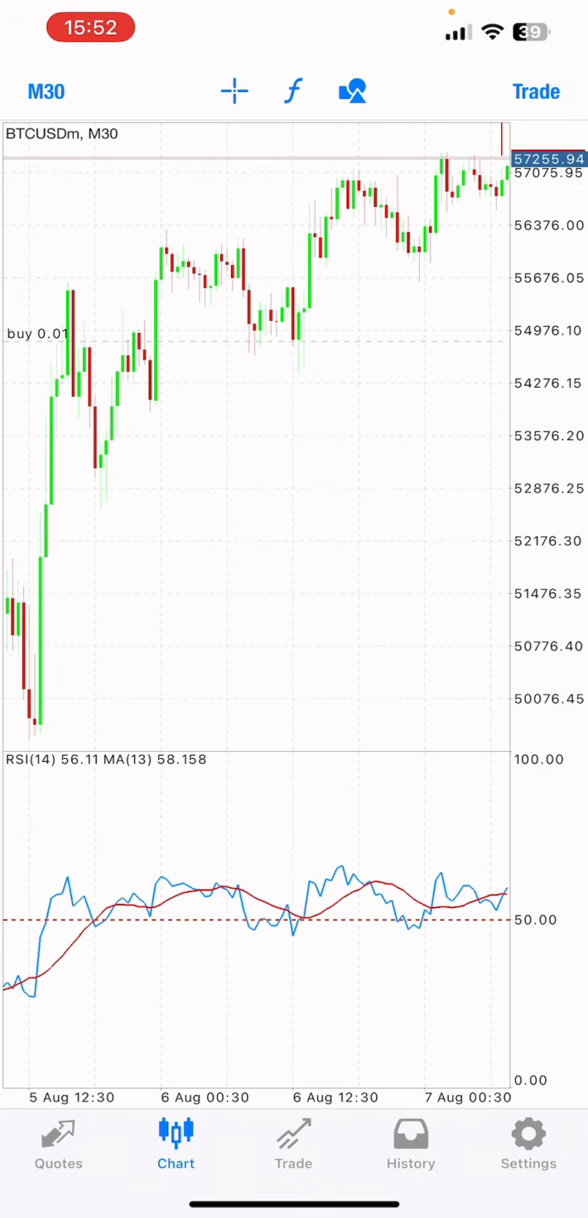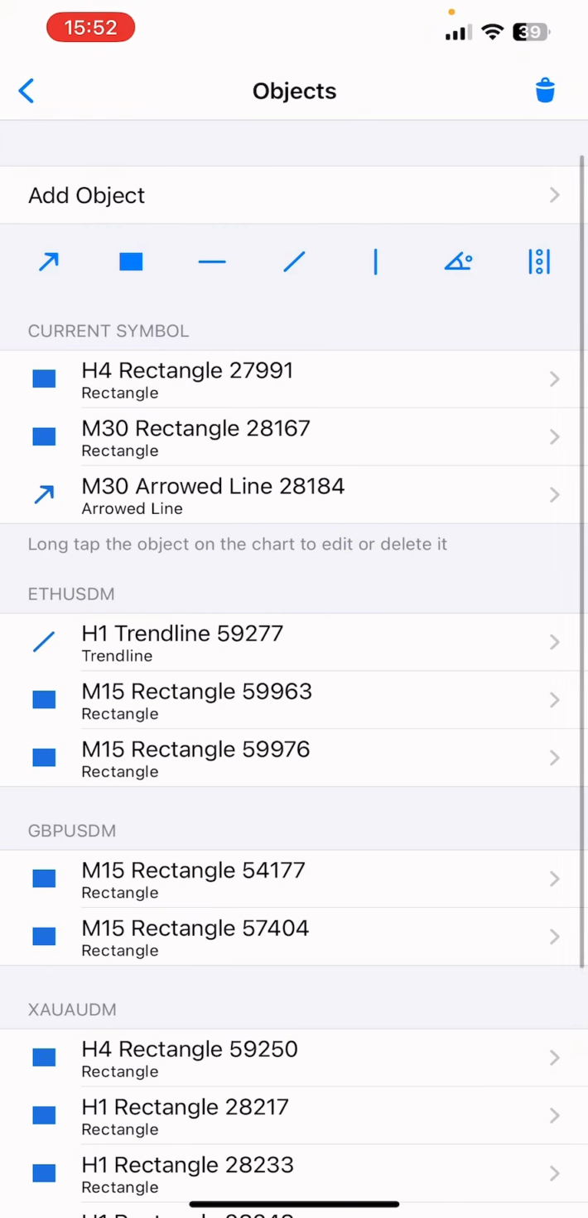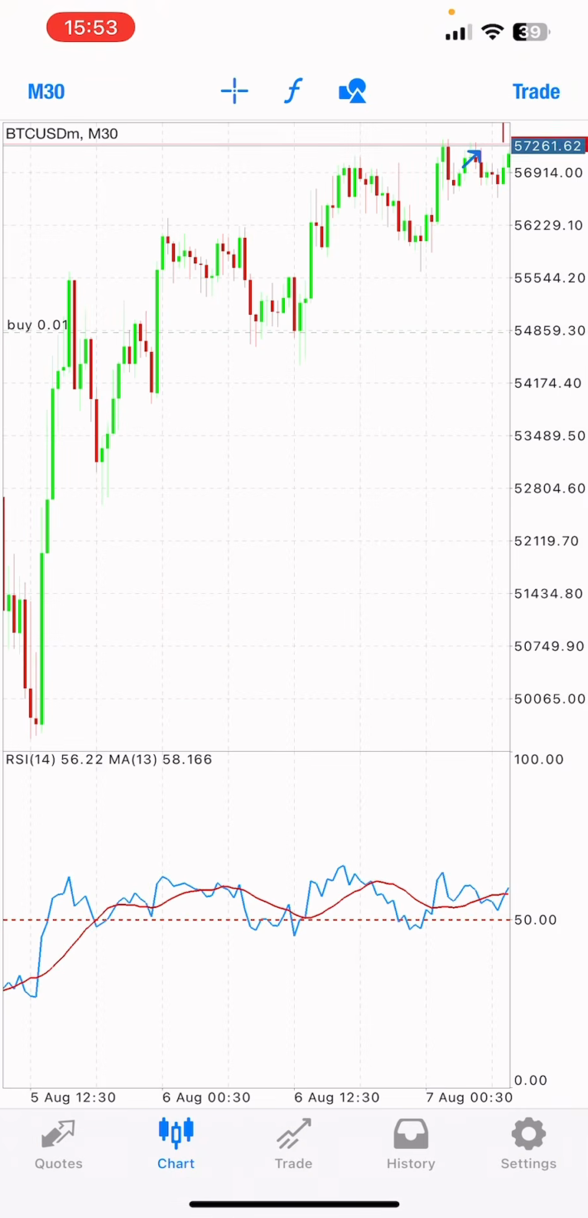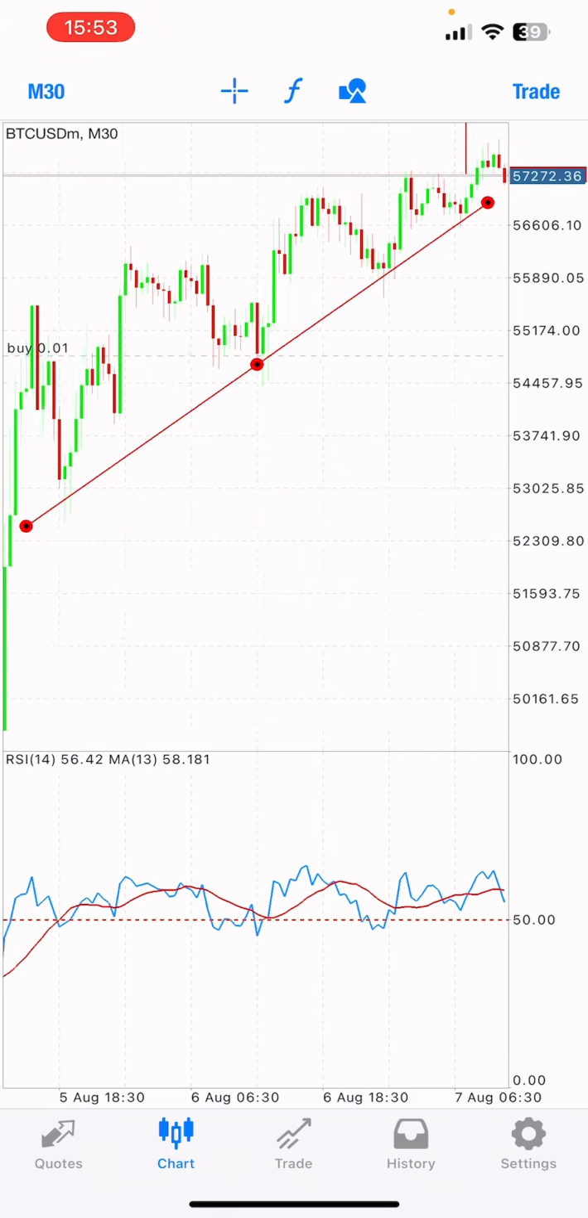So now you see, this is the 30-minute time frame. Which structure are you seeing here? You are seeing a bullish structure, right? We are seeing higher high, higher low, higher high, higher low. So you see, this is our trend line. Okay, this is our trend line.